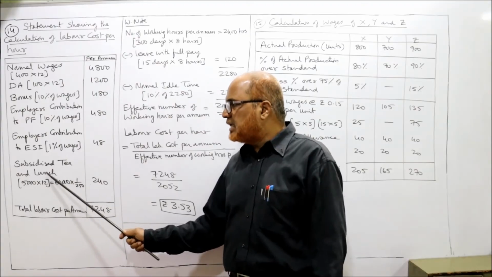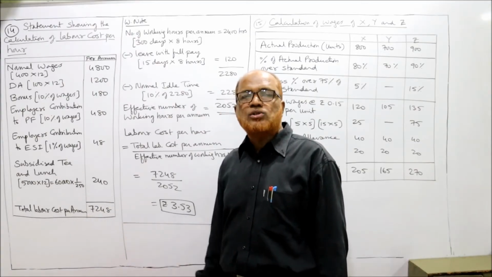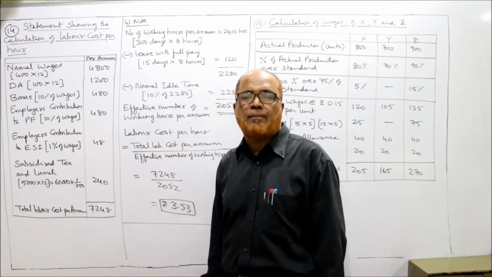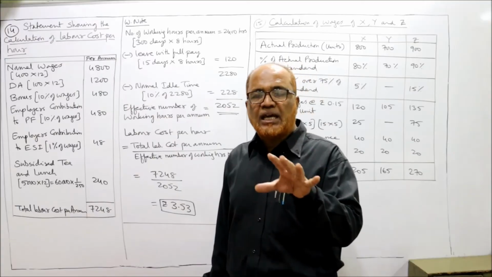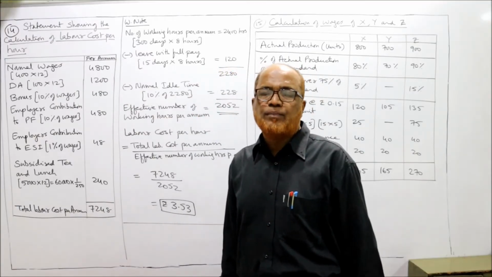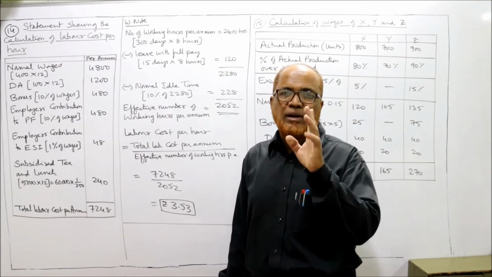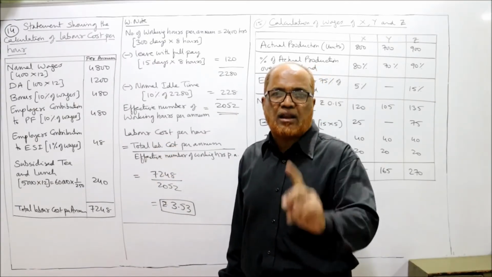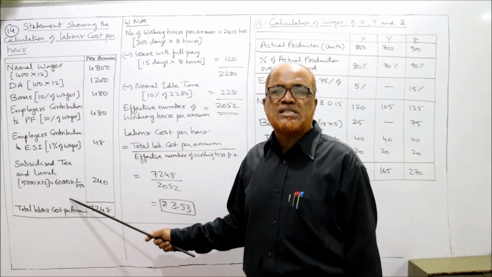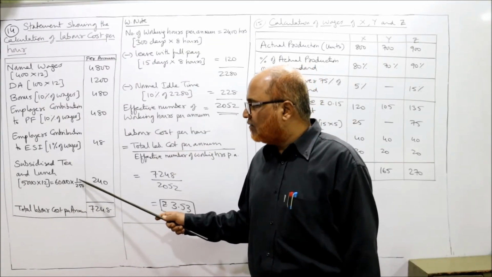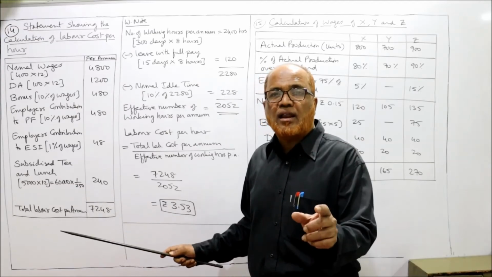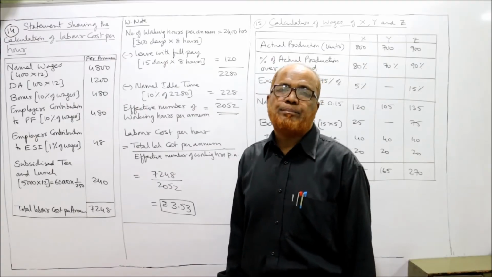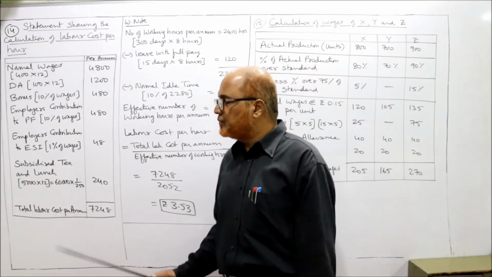Now subsidized tea and lunch. 5,000 rupees per month. So 5,000 per month into 12, 60,000 rupees per annum. But how many workers are taking the advantage from this subsidized food? 250. But we require only for one person. These are all the wages we are taking for one single worker. So we have to take how much subsidized tea and lunch for one worker. That's why we are taking 1 by 250. So per worker, how much is the subsidized tea and lunch? 240 rupees per annum.